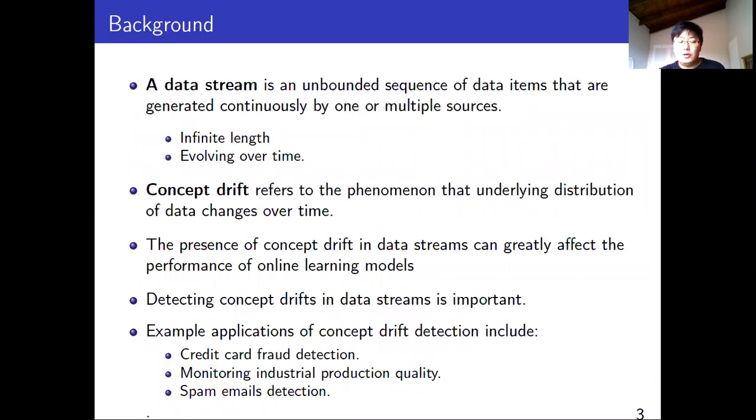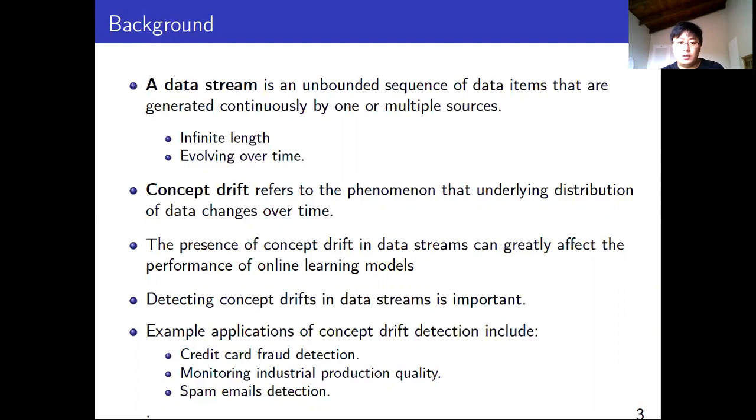As internet technology advances, more and more data are generated in the form of data streams. For example, data from social media and video streaming services are all data streams. A data stream is usually defined as an unbounded sequence of data items that are generated continuously by different sources. Data streams also have several fundamental properties, such as infinite length and evolving over time. Because of its evolving nature, the underlying distribution of the data in data streams may change over time. This phenomenon is usually referred to as concept drift.